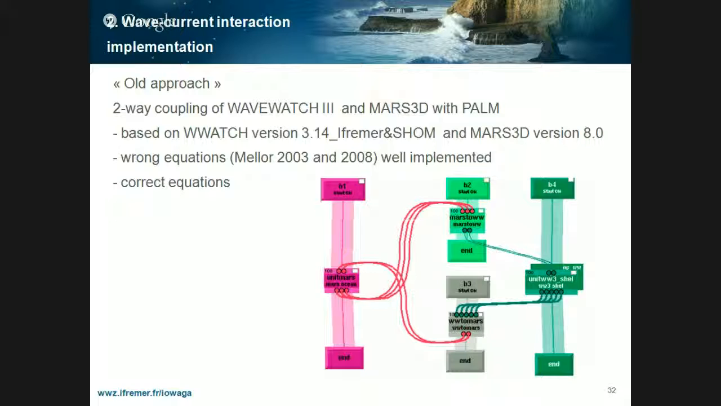In practice, it is a little complicated because you have to compile WaveWatch as a subroutine and then recompile it together as a module with your other model and some other stuff in between. And what Joris will show now is what we do with Oasis, which is another type of coupling approach.